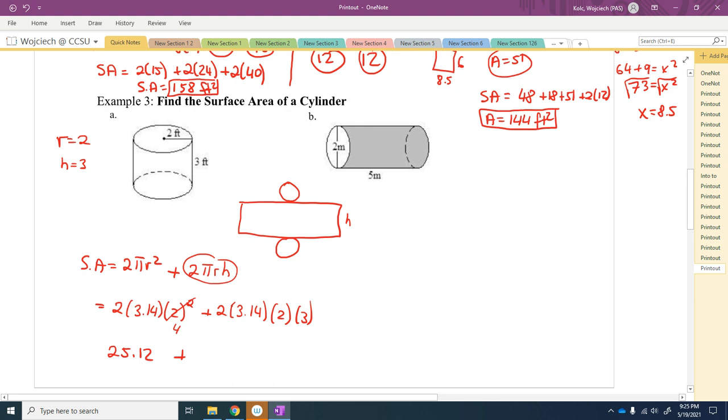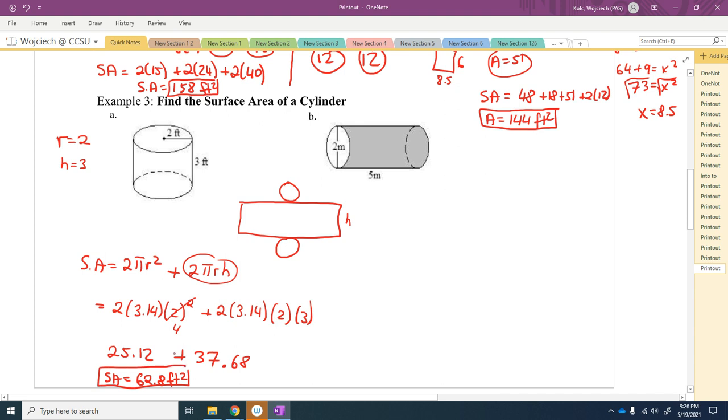plus if you multiply the numbers here, you get 2 times 3.14 times 2 times 3, which is 37.68. Now if you add the two numbers, your final answer is 62.8 square feet. So the surface area of this cylinder is 62.8 square feet.